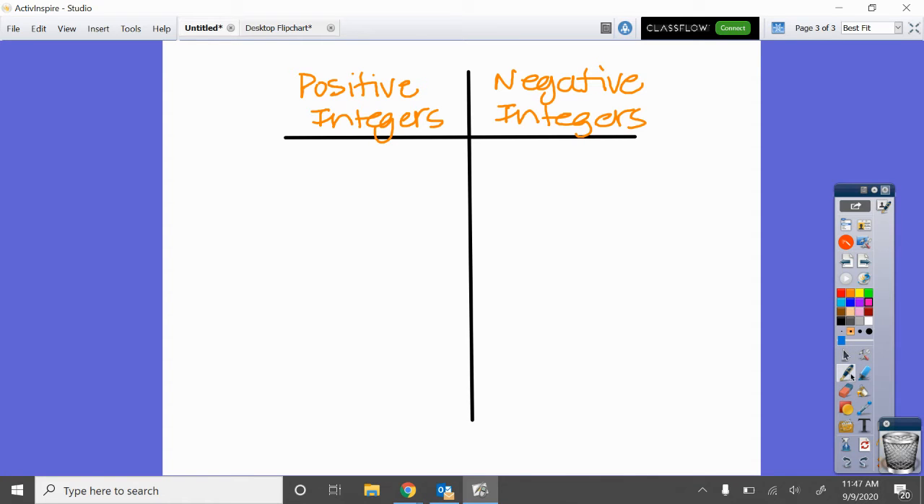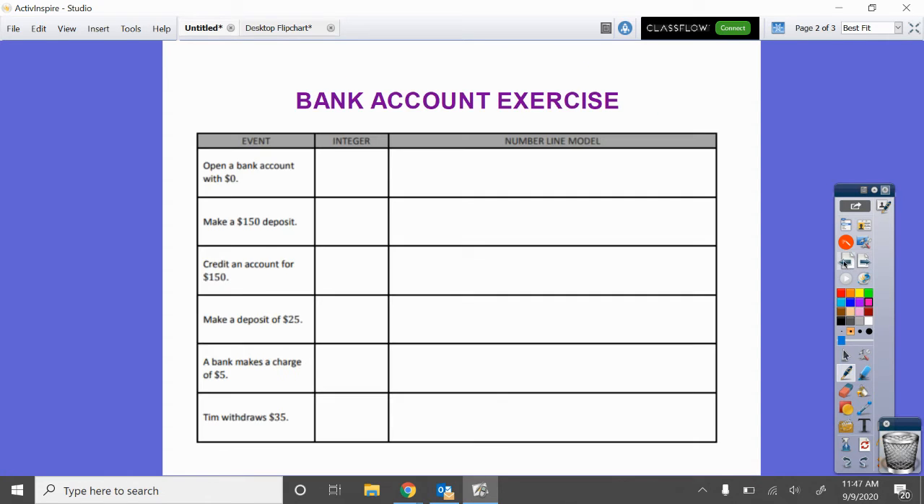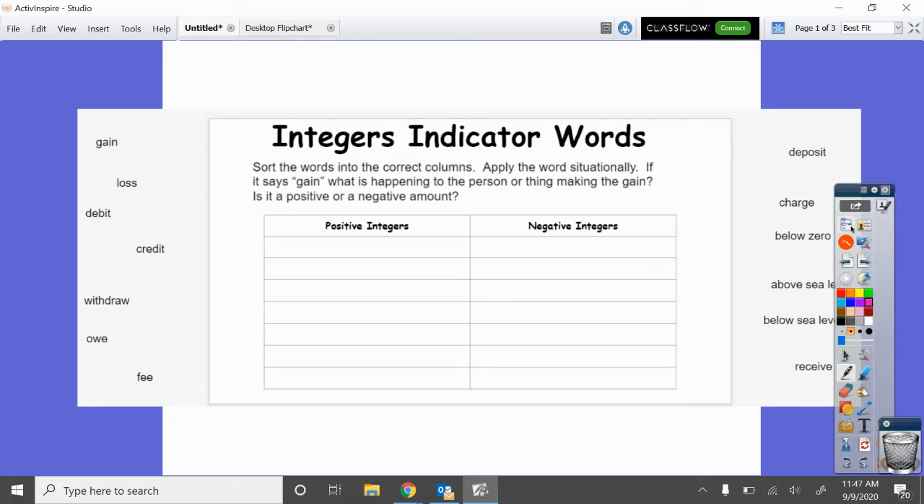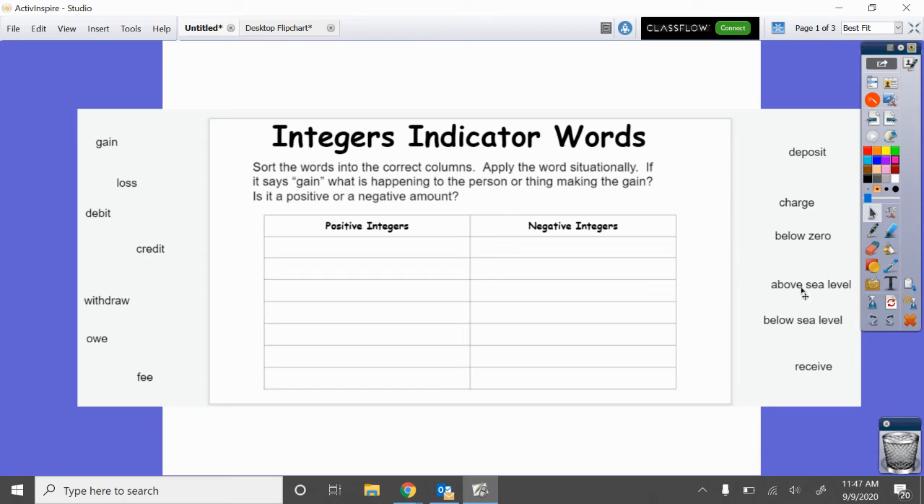Draw this table there. You're just going to make a T and write positive integers on one side and negative integers on the other side. Now I'm going to go back to my slide because this is where I have the word bank. So that's why I'm going back to this slide. So we're going to use this word bank and we're going to sort these words into one of 2 columns. All right. We want to apply the word situationally. Remember, we want to apply it to the situation. If it says gain, what is happening to the person or thing that's receiving the gain? Okay, is it a positive or negative amount?